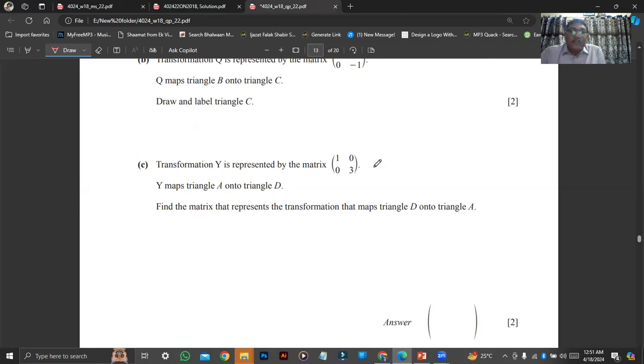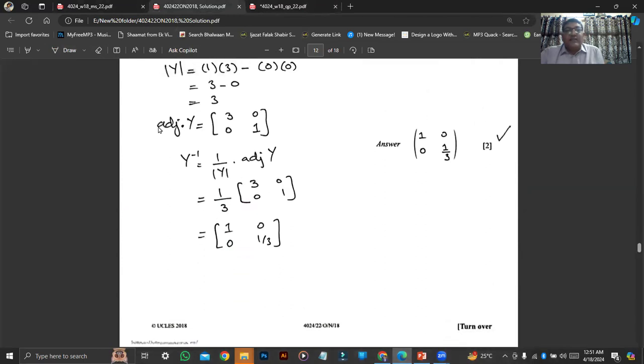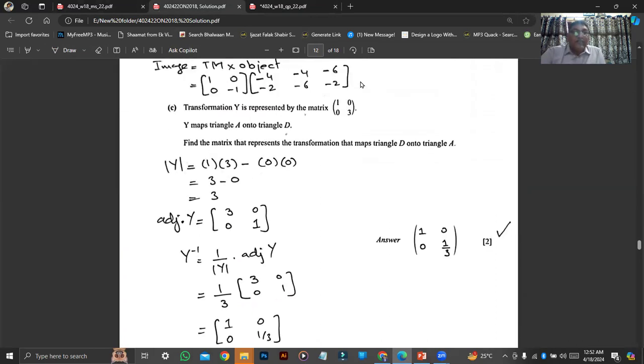So I want to find out the transformation matrix which will do the transformation from D to A. So I want the inverse of this. If you want to find the inverse of this matrix, you will have to find its determinant. Then you will have to find its adjoint. And then you know the inverse of this function will be 1 by determinant into the adjoint. So the determinant of Y will be 1 multiplied by 3 minus 0 multiplied by 0, and that will be 3.